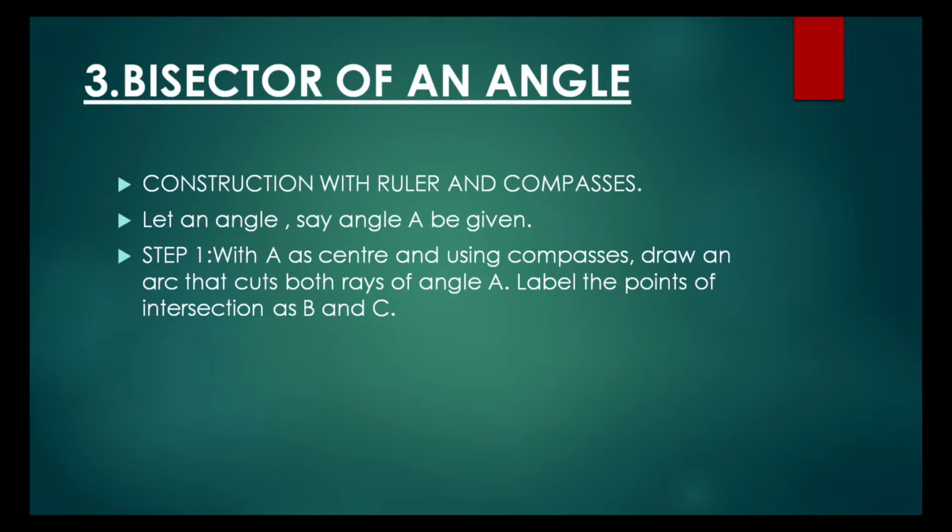So construction with ruler and compass, obviously this is the one we will be using only ruler and compass. Let an angle, say angle A, be given. So our first step is going to be with A as center and using compass draw an arc that cuts both the rays of angle A. Label the points of intersection as B and C. Let us do that.